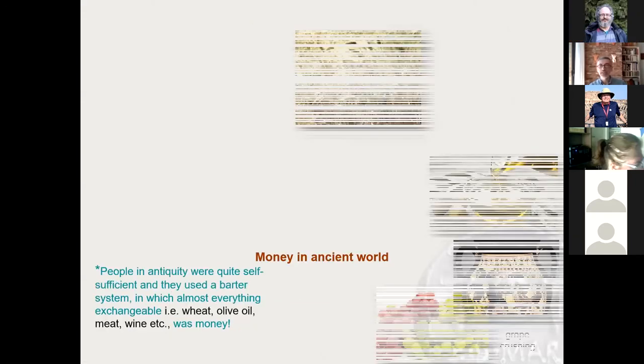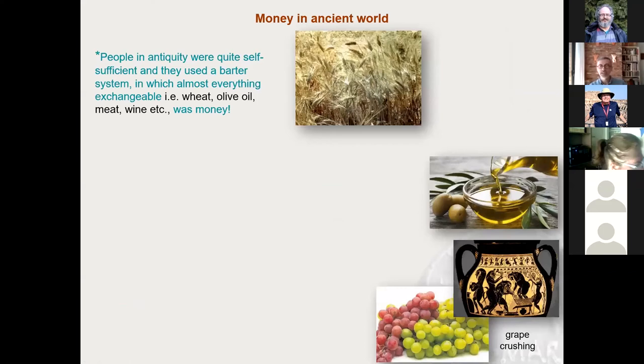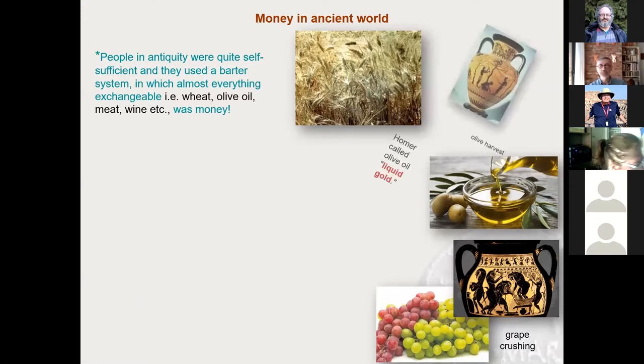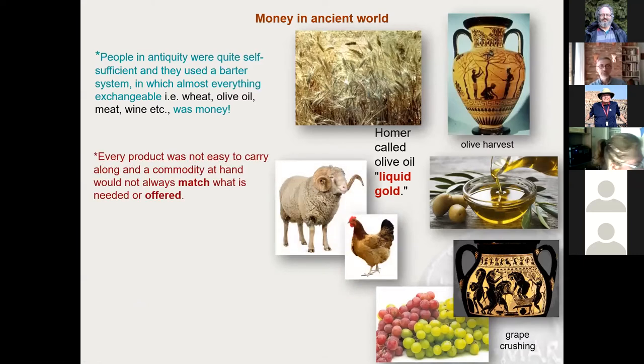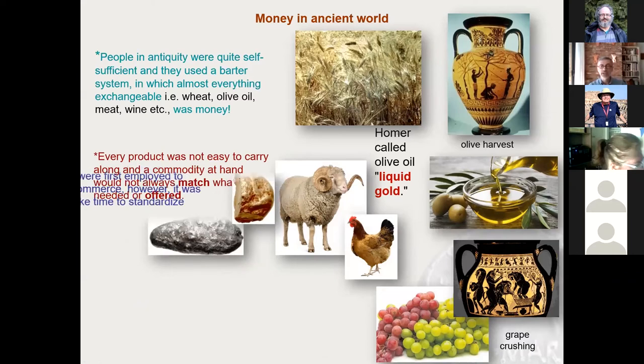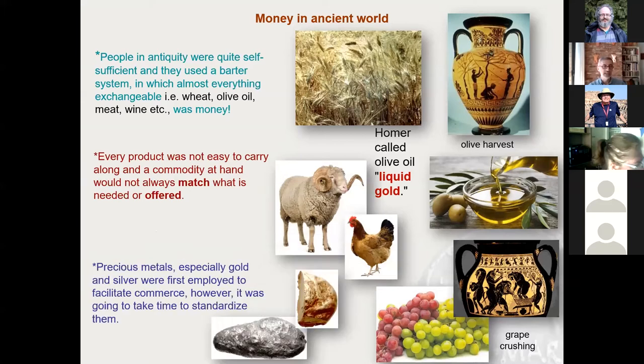So what is money? In the ancient world, money was anything that you can exchange with other people. Palmer called olive oil liquid gold. It was such a valuable commodity at that time. However, every product was not easy to carry along, and a commodity at hand would not always match what is needed or offered. So they needed to find something to facilitate that. So precious metals, especially gold and silver, were first employed to facilitate commerce. However, it was going to take time to standardize them, to turn them into coinage. But how did that happen?